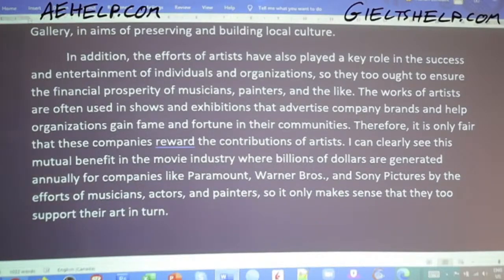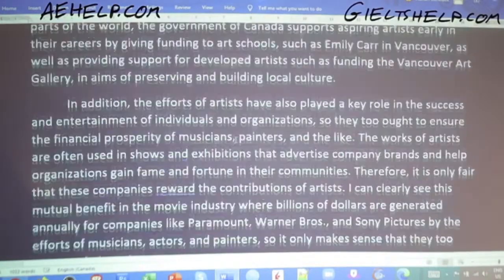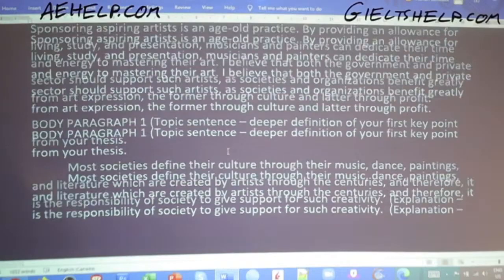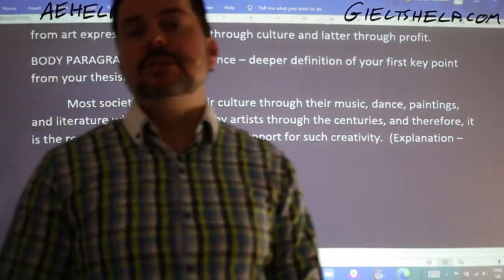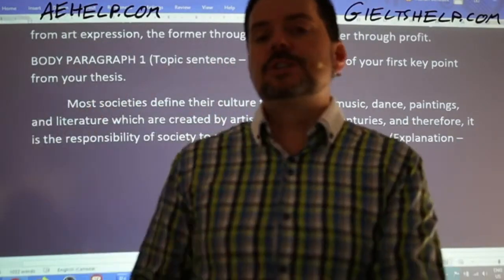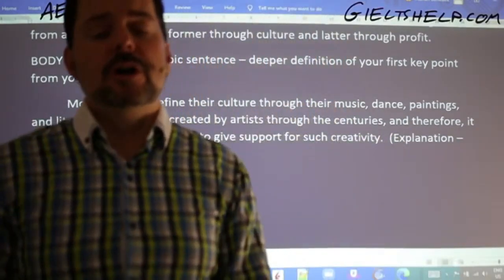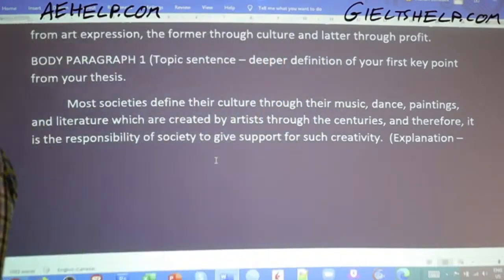Okay. All right, so those are my two body paragraphs. I feel confident that I have now given a good argument of why governments and other sources should support artists such as musicians and painters. And now I can conclude what I am saying.